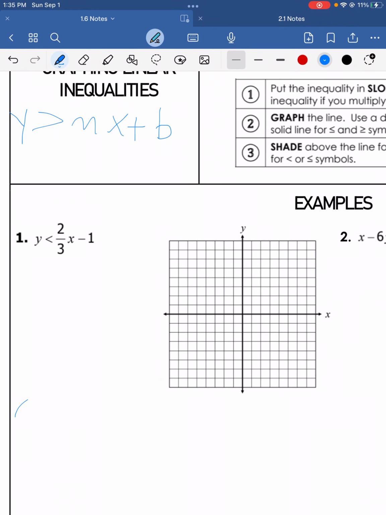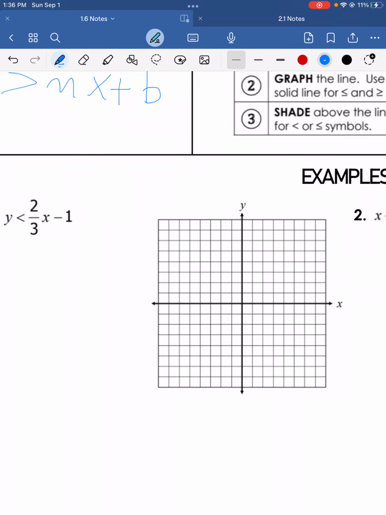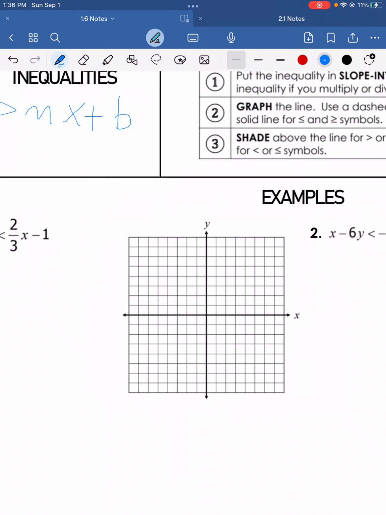So let's first do number 1. Number 1's already in slope-intercept form. It's y equals mx plus b form, but instead of equal, it's less than. So let's graph it, and hopefully you remember how to graph these from earlier in the week. So you always start with your y-intercept. Your y-intercept is at negative 1. So this is where I'm starting, at negative 1. And then our slope is 2 over 3. So we're going to go up 2, right 3.